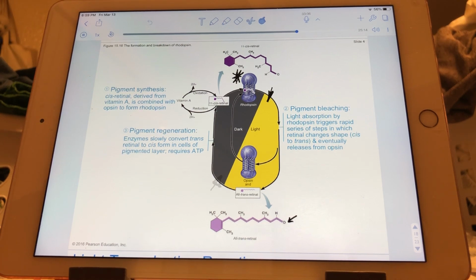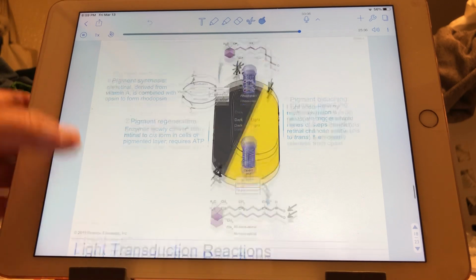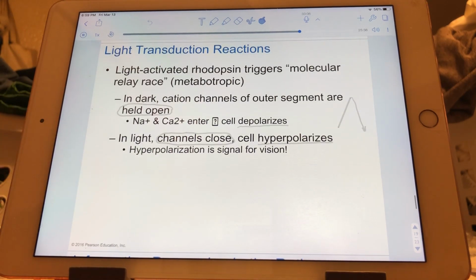Okay? And then when we are exposed to dark again, or we remove that light, we can reform cis retinol, which again does have an affinity for opsin and therefore regenerate, reuse, cycle through. Okay? Slide 19, please.